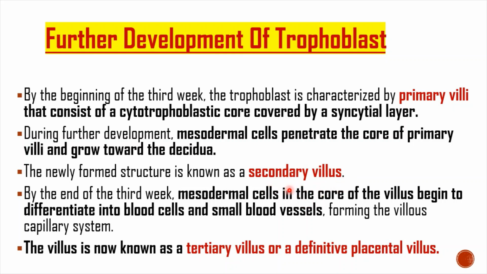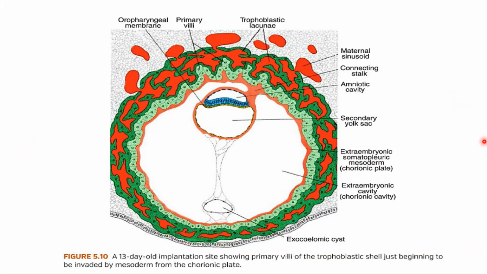Then the mesoderm in the secondary villus will differentiate into blood vessels and small blood vessels and blood cells, forming the tertiary or the definitive placental villus. So this is how the placenta is formed. So these are the primary villi. They only have cytotrophoblastic cells and syncytial cells.